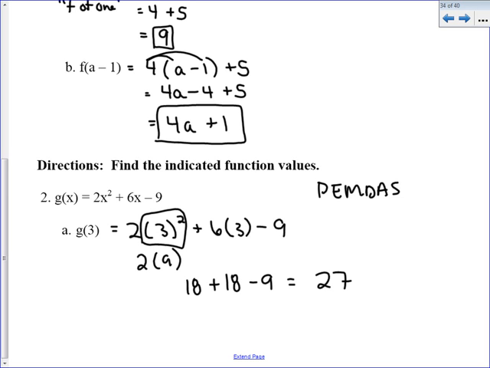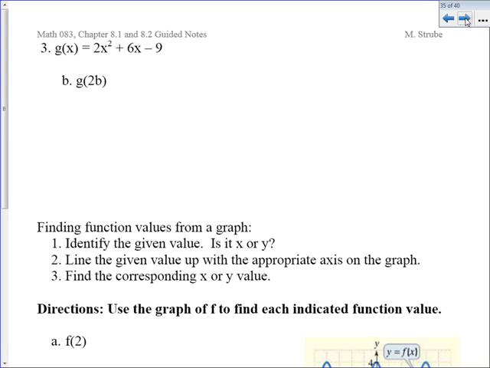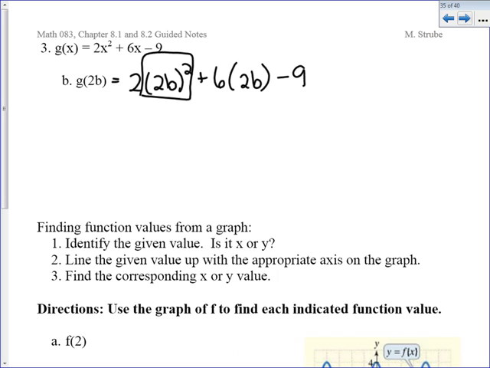So it is 27. Now we'll probably not have time to fill in the whole thing, but I just want to make the point with g of 2b that it's the same process even if you have a variable. Even when you have a variable, you substitute the same way. Order of operations hasn't changed. So just like with the number, you start with the exponent. What's 2b quantity squared? 4b squared. So it would be 2 times 4b squared, which is 8b squared, plus 12b minus 9.